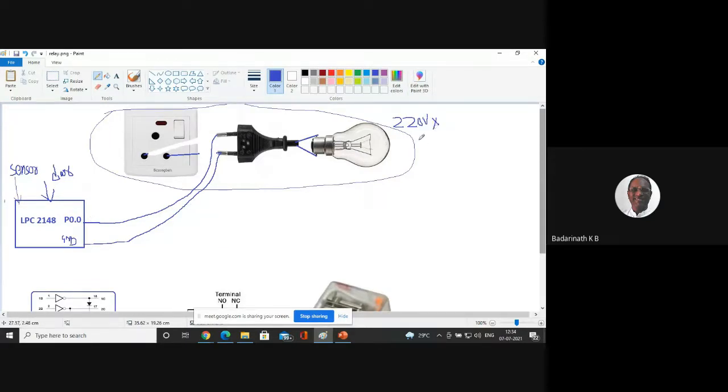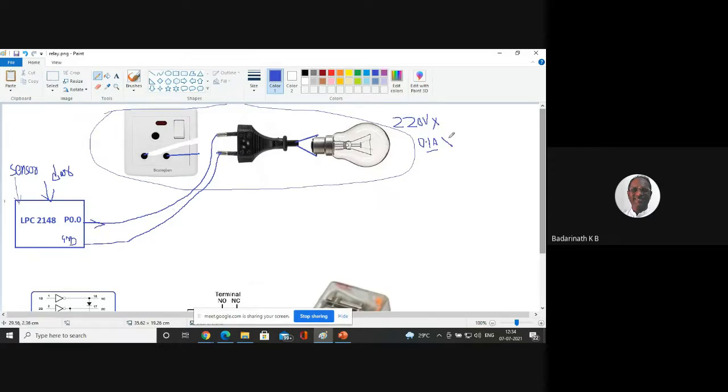Next, current. Let's say around 0.1 ampere is required for this bulb, assuming that it's a small wattage bulb. So 220 volts into 0.1, you just multiply. It's a small wattage bulb, let's say 22 watts, a 20 watts bulb. Can you supply 0.1 amps here? No. It can supply only milliamperes, around 10 milliamperes. It's a very small current you can supply through this wire. So that is also not possible.